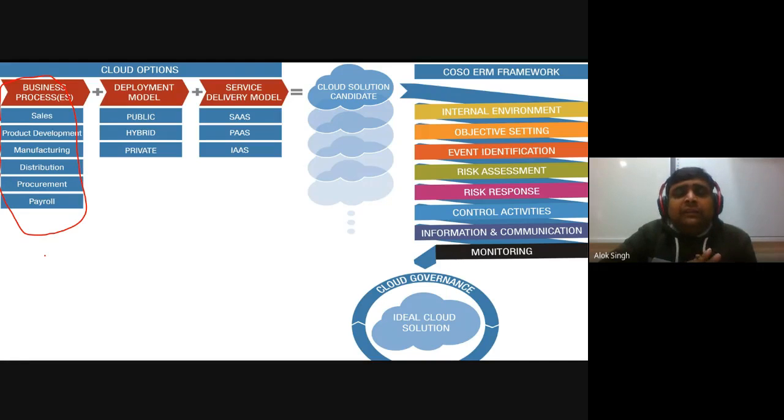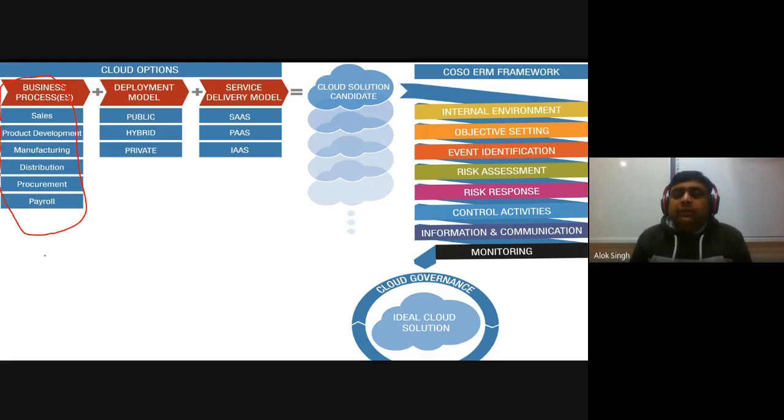After deploying cloud, you become a cloud solution candidate, so you should adopt this COSO ERM framework to mitigate the impact of such types of risk. So what is the COSO ERM framework? First is the internal environment. You should assess the internal environment of your organization where you have deployed the cloud-based environment. Next is objective setting. Next is event identification, meaning the various events where the risk occurs.